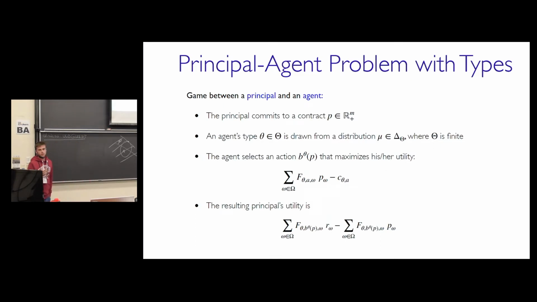So the game goes as follows. We have the principal that commits to a contract, P, that is made only of positive payments, so payments from the principal to the agent. Then an agent's type, theta, is drawn from a distribution mu that has finite support. The agent selects an action that maximizes the expected utility, that is the expected payment minus the cost. And the principal receives a utility that is given by the reward minus the payment.